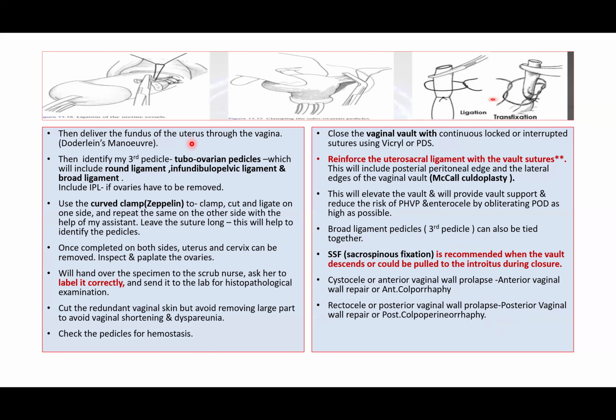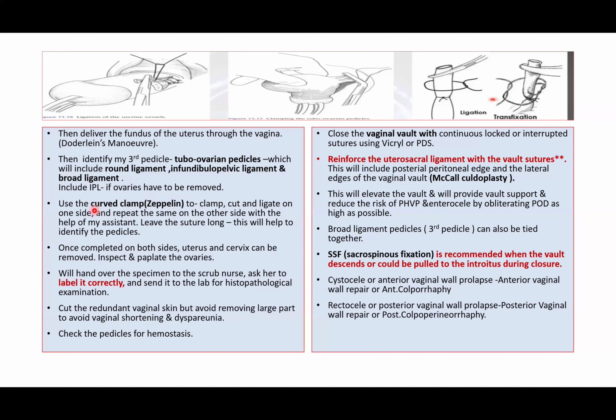Then deliver the fundus of the uterus through the vagina. After that, I will be identifying my third pedicle, that is the tubo-ovarian pedicle. This will include the round ligament, infundibulopelvic ligament, and broad ligament. We will include the infundibulopelvic ligament if ovaries have to be removed. If ovaries have to be removed, then we are going to keep the clamps lateral to the ovaries so that everything is included.